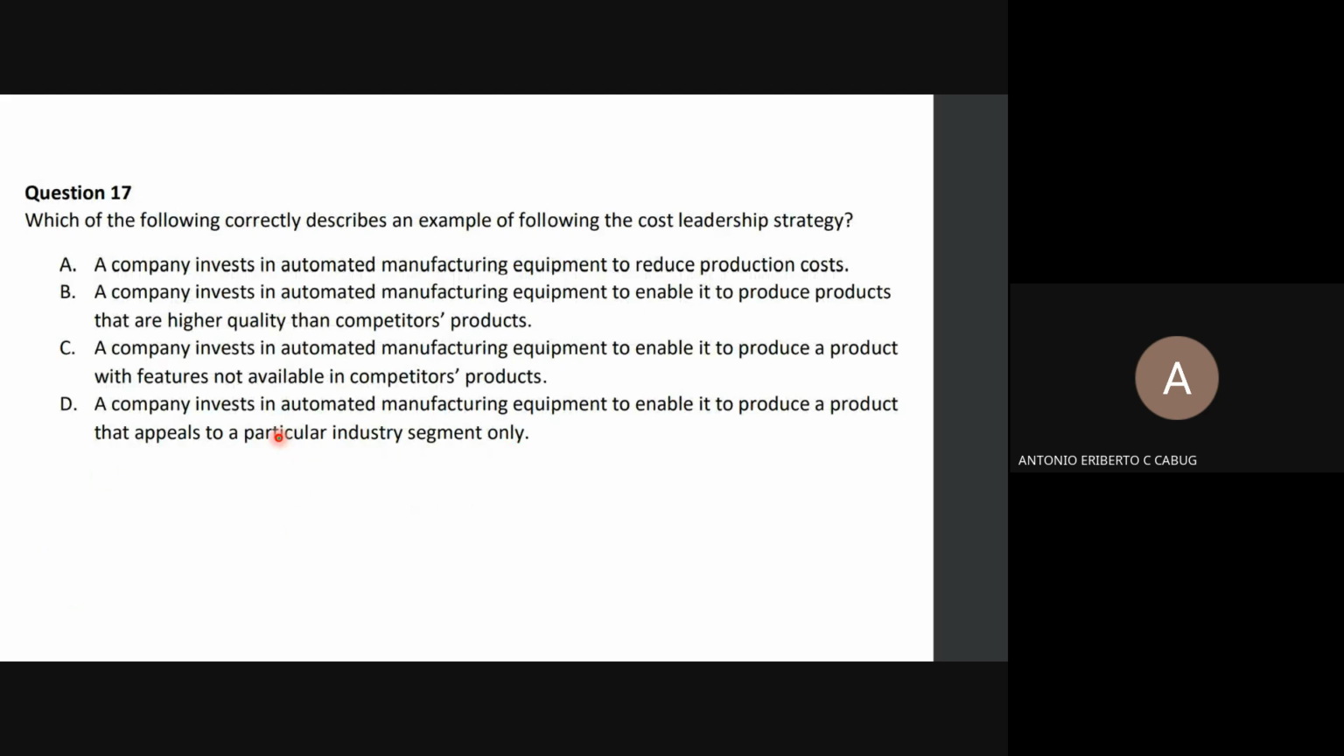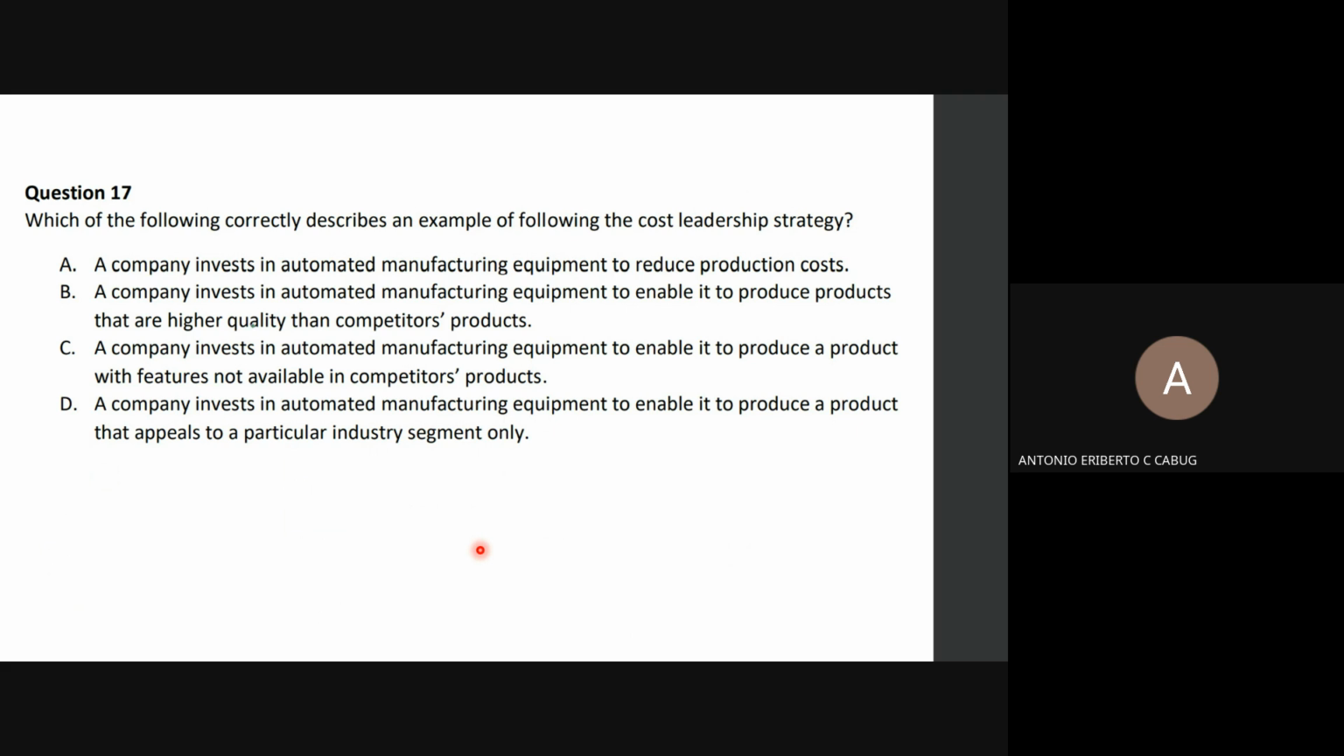Please answer this one. Okay, enter your answers, everyone. Everyone, please enter your answers.